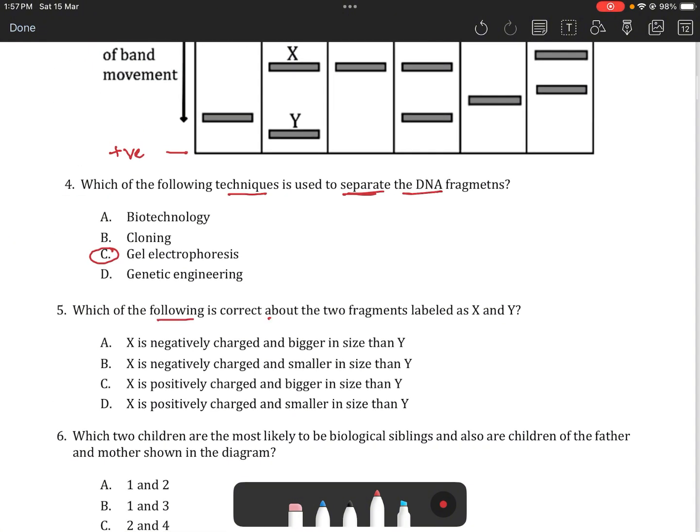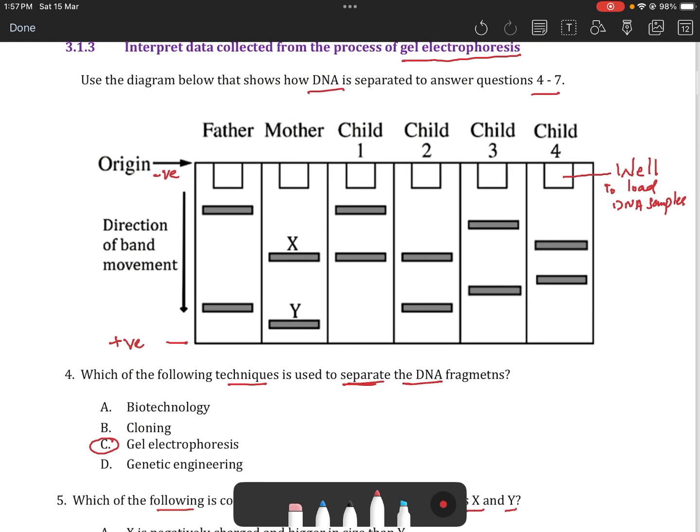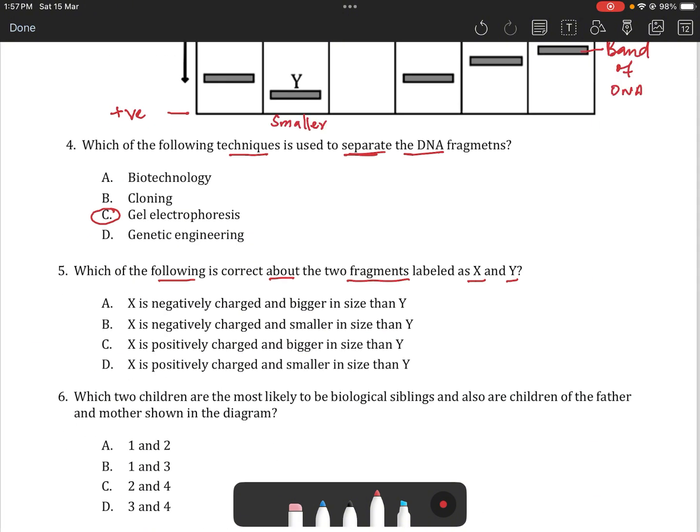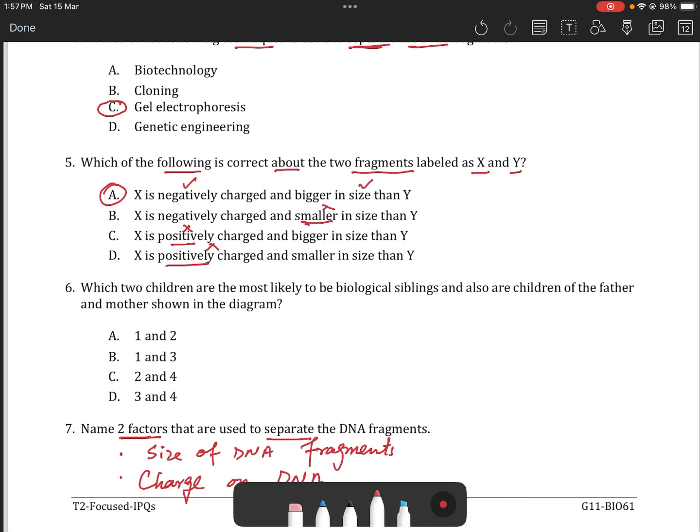Which of the following is correct about the two fragments labeled X and Y? First of all, X. Remember that the larger fragments are toward the top and smaller fragments are toward the bottom. So X is larger than Y, and all of them are negatively charged. Each one of these lines is called a band of DNA. So X is negatively charged, yes, and it is bigger than Y, yes. The remaining, saying it is smaller, is wrong. X is positively charged is wrong.